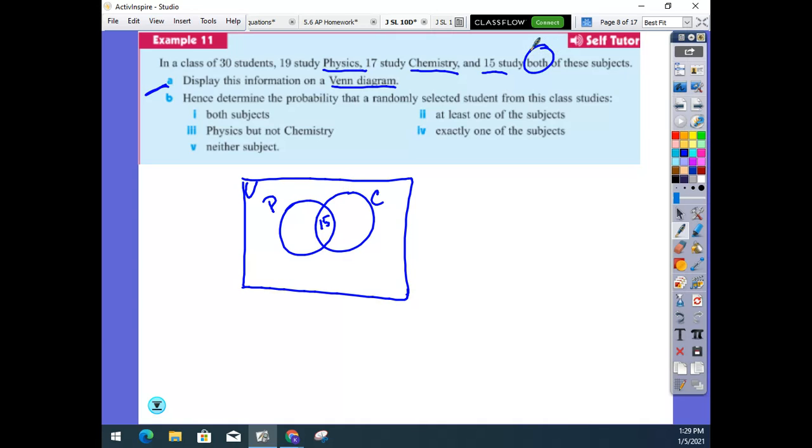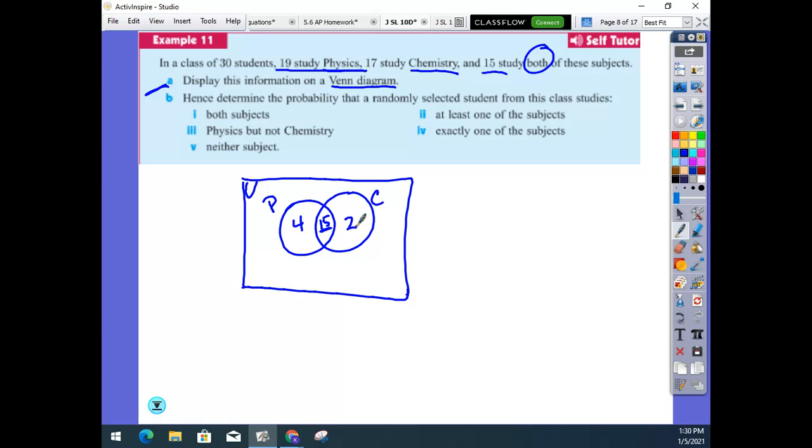That's your overlap. Now, here's where you have to be very careful. 19 study physics all together. Well, if I cover up my chemistry, in my physics circle, I already have 15. So I need to put 4 on the outside of the chemistry circle that's still in the physics. My total for physics is 19. Now there's 17 in chemistry, but I already have 15 in my circle. So I have another 2 to get up to my 17.